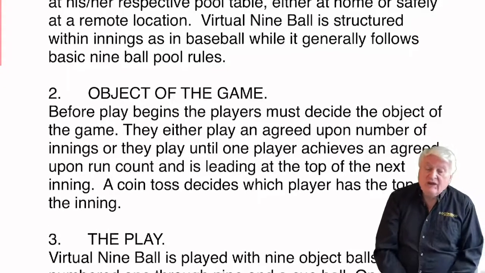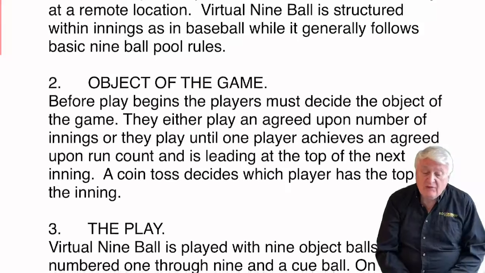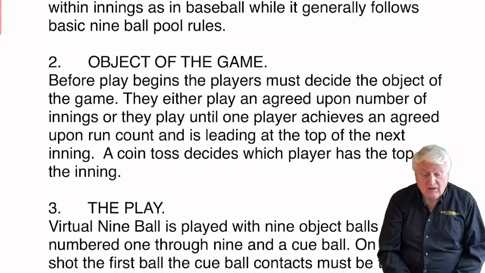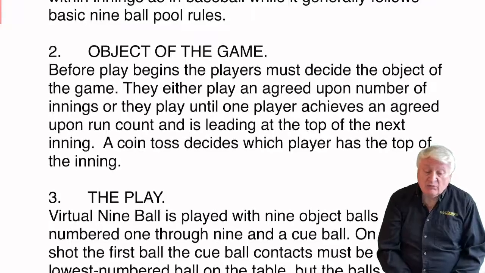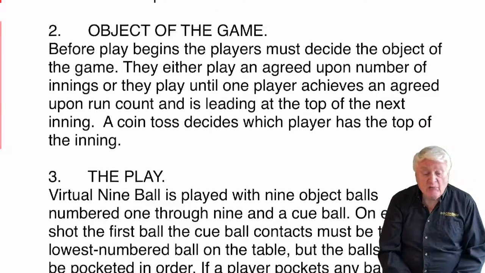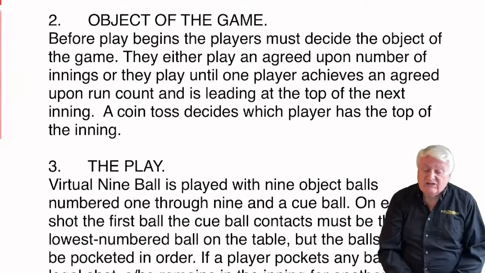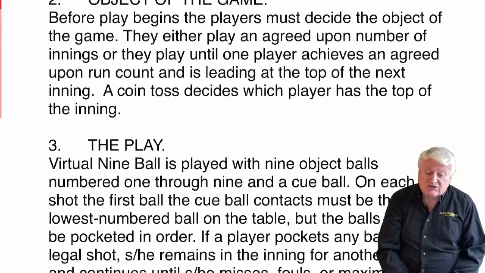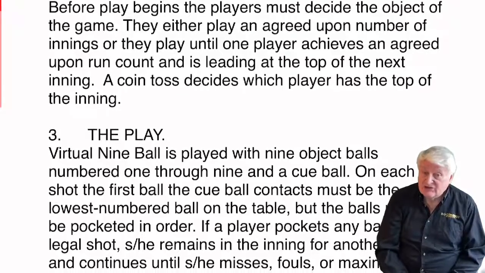The object of the game. Before play begins, the players must decide the object of the game. They either play an agreed upon number of innings, or they play until one player achieves an agreed upon run count and is leading at the top of the next inning. A coin toss decides which player has the top of the inning.